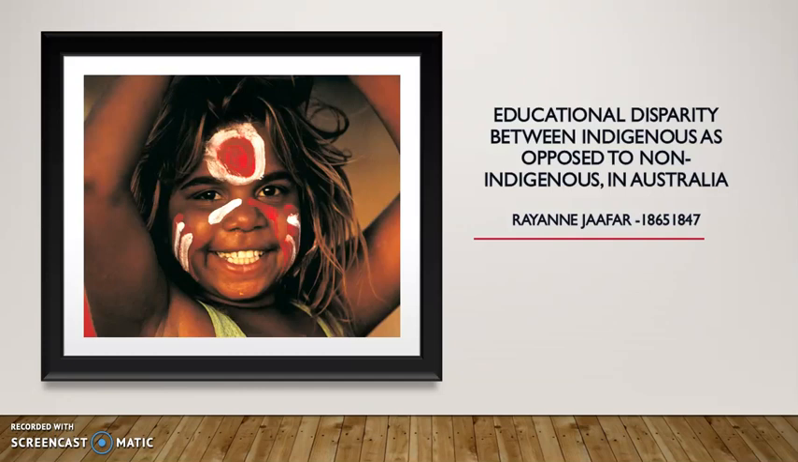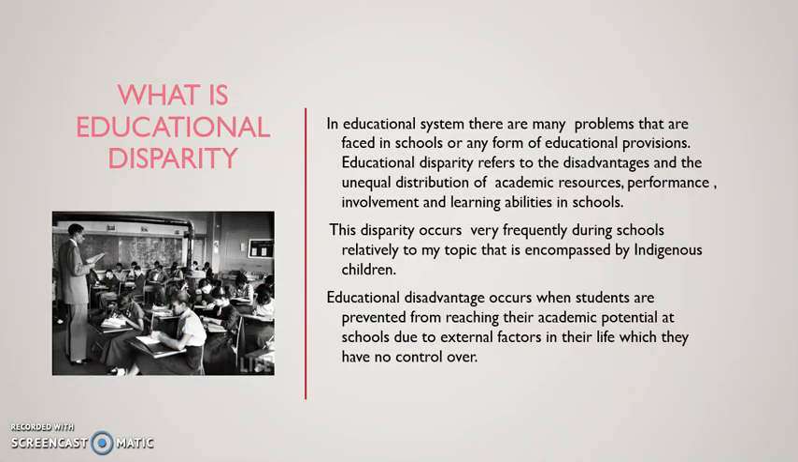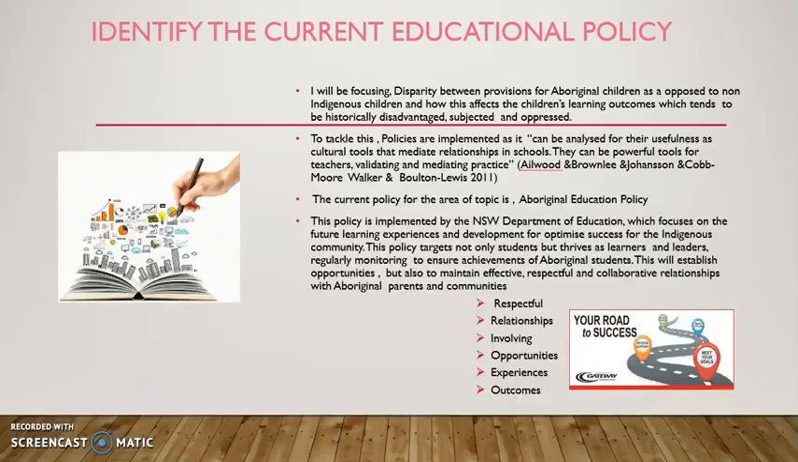to non-Indigenous. What is educational disparity? In educational systems, there are many problems that are faced in schools or any forms of educational provisions. Educational disparity refers to the disadvantageous and unequal distribution of academic resources, performance, involvement, and learning abilities in schools. This disparity occurs very frequently during schools, relatively to my topic that is encompassed by Indigenous children. Educational disadvantage occurs when students are prevented from reaching their academic potential at schools due to external factors in their life which they have no control over.